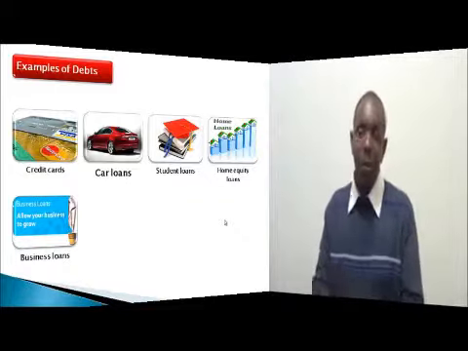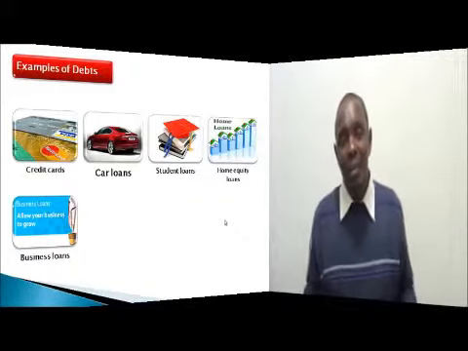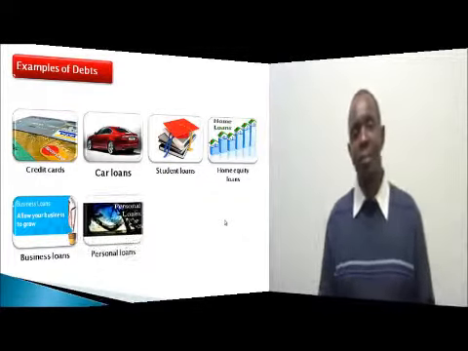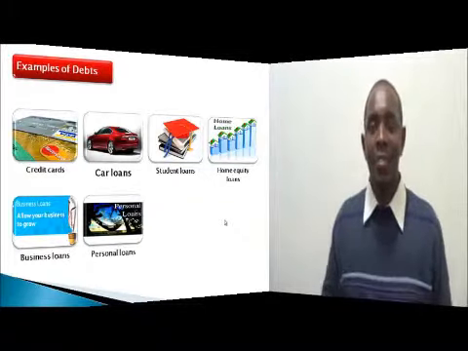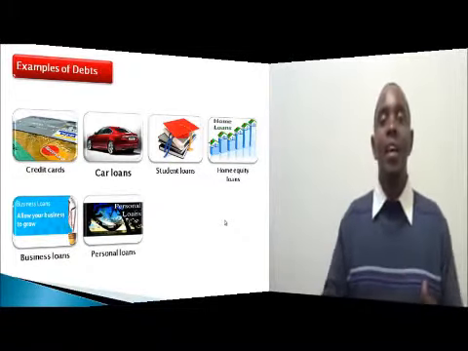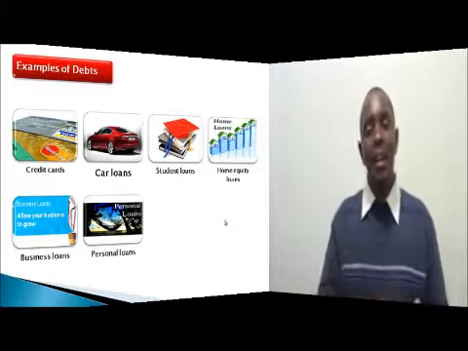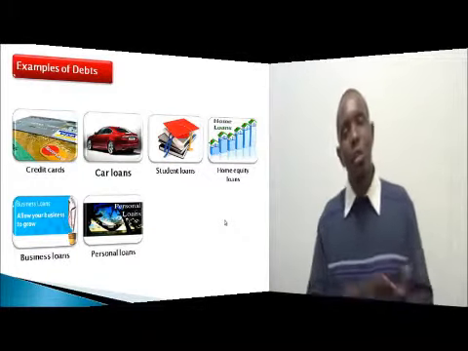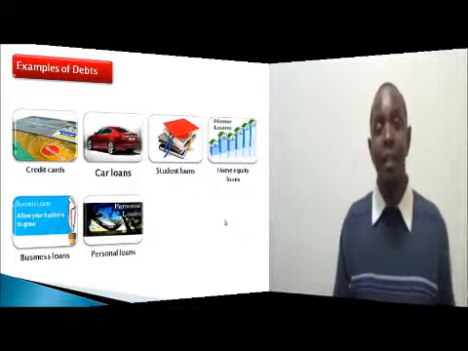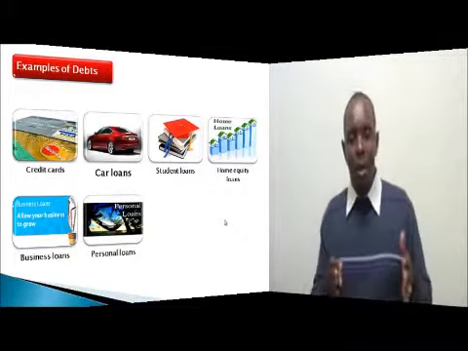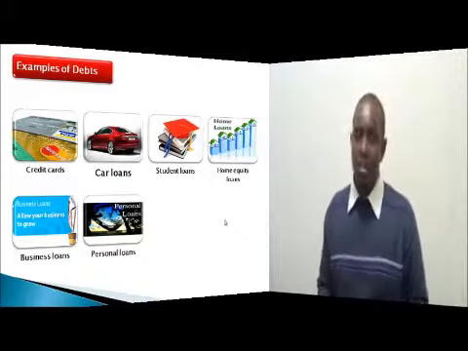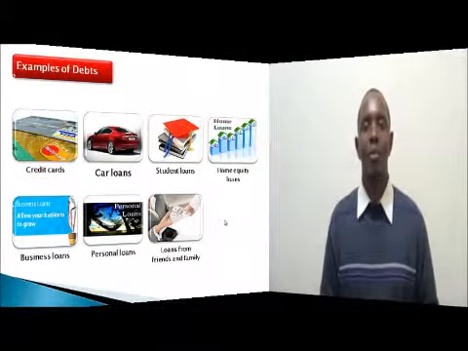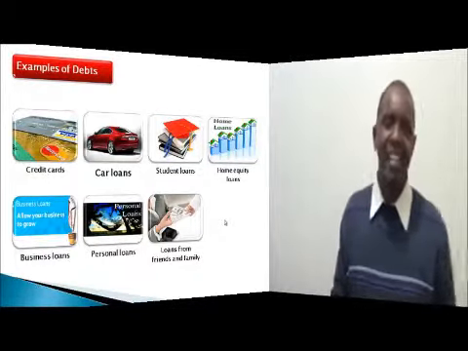Business loans, be it a working capital loan or LPO financing, that is local purchase order financing. All these are business loans. Personal loans. If you're salaried and you're given a loan by a bank to be paid either on check-off, where the employer remits your repayments on your behalf, or where the money is deducted directly from your accounts with the bank, that's a personal loan. Loans from friends and family. If you've taken a loan from a friend or from family, that's an example of debt.